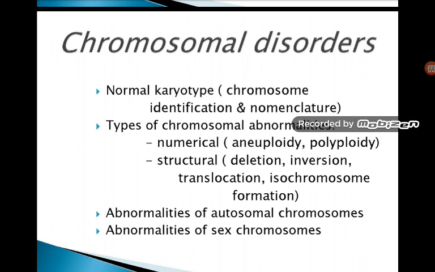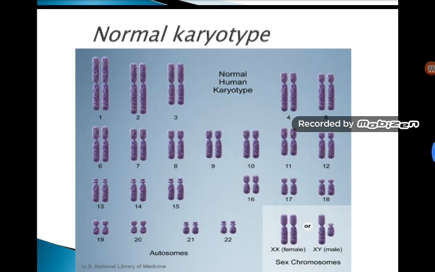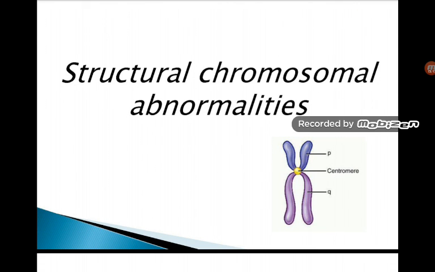Chromosomal disorders are normal karyotype, chromosome identification and nomenclature, types of chromosomal abnormalities: numerical, aneuploidy and polyploidy, and in structure, deletion, inversion, translocation, isochromosome formation, abnormalities of autosomal chromosomes, abnormalities of sex chromosomes. Normal karyotype. Structural chromosomal abnormalities.